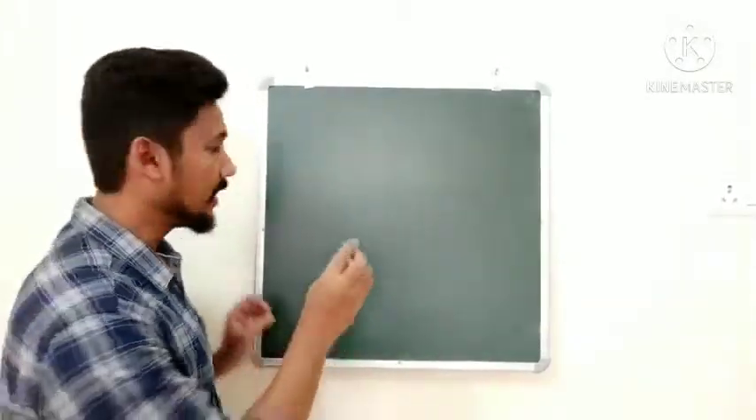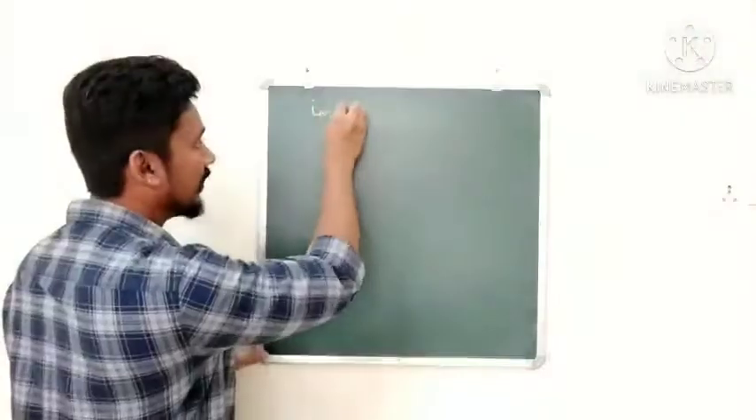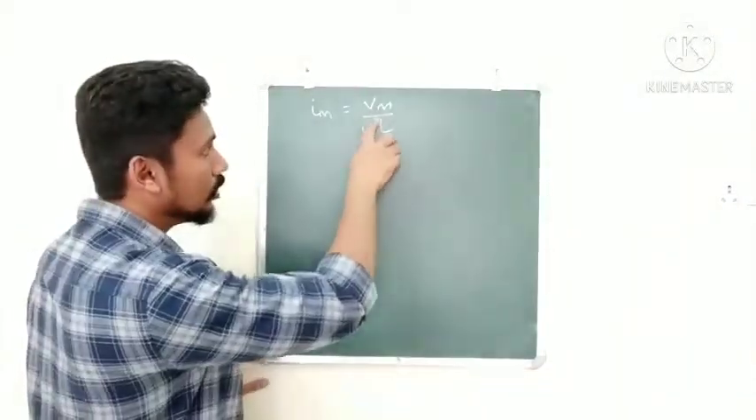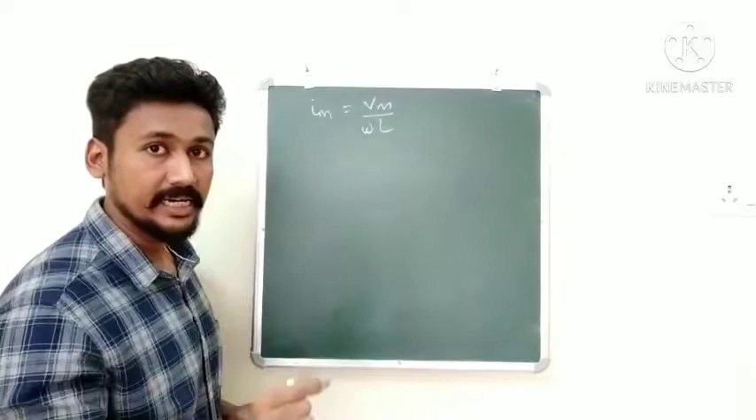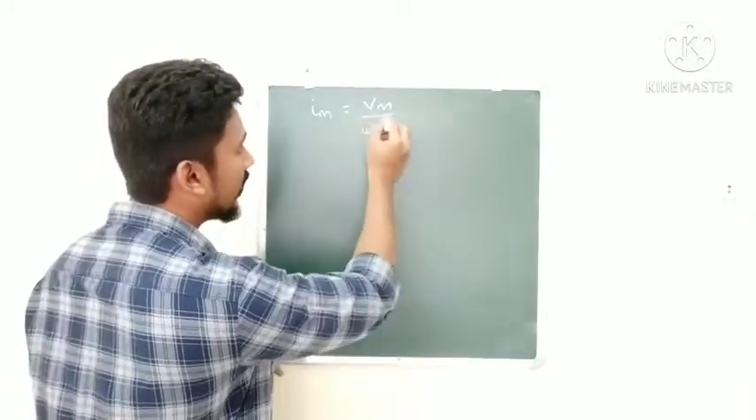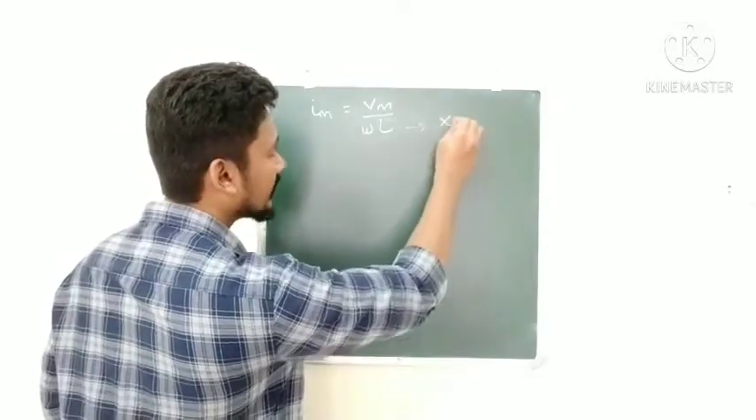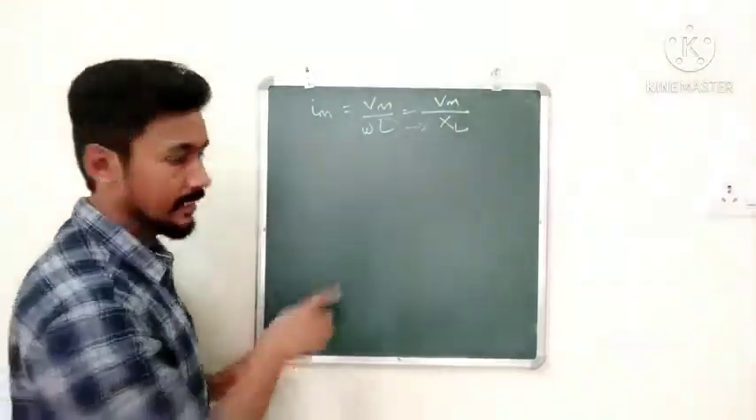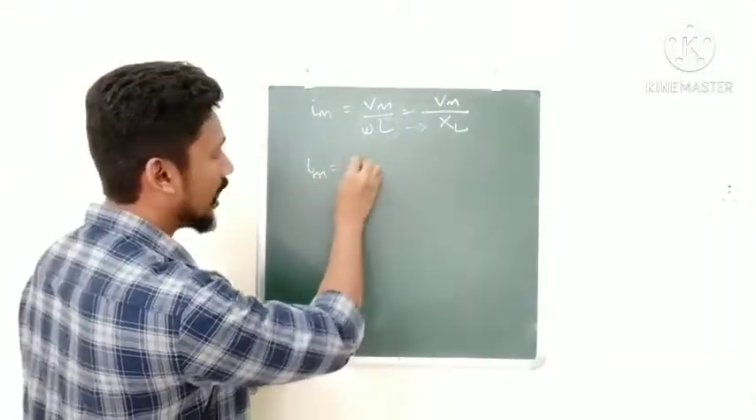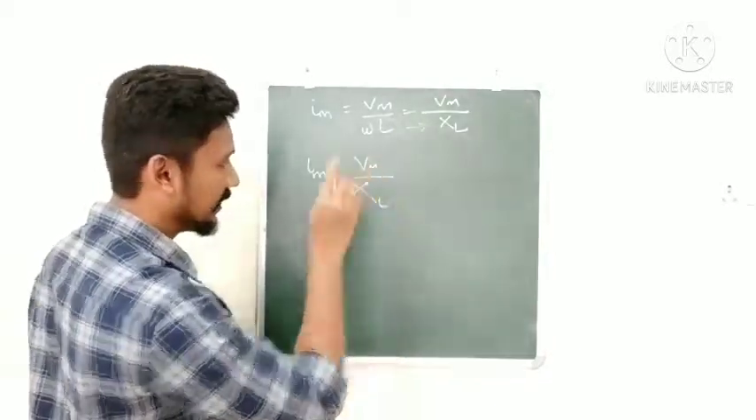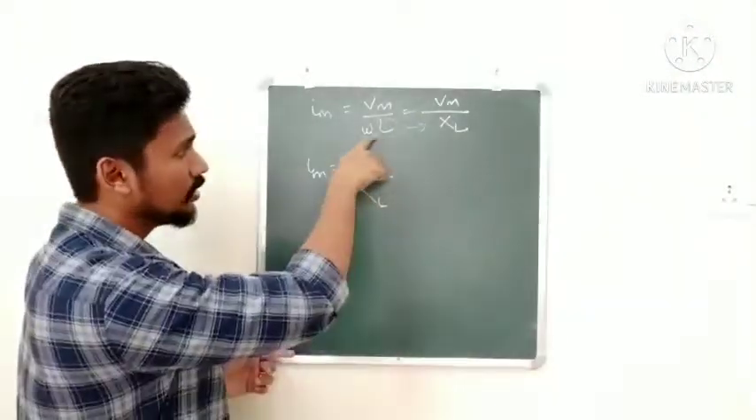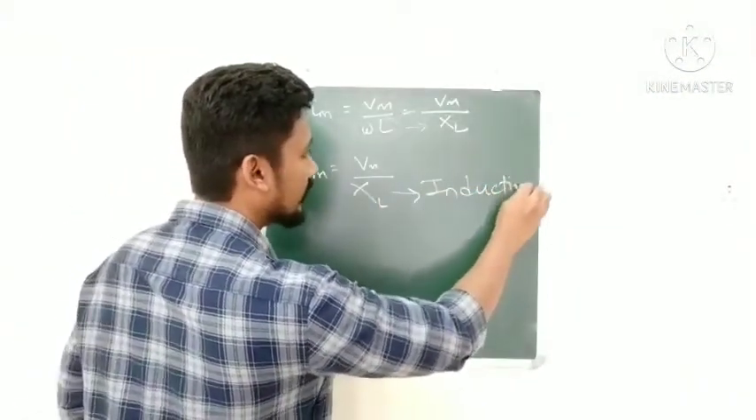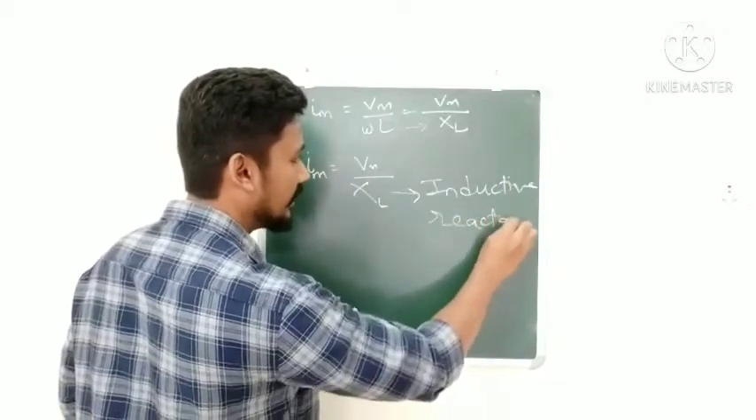So for an inductive circuit, we get the peak current as Vm upon omega L, right? We are going to use a new quantity that is called inductive reactance. Okay, so this omega L we will write as XL. So therefore we will get Im is equal to Vm upon XL. Let me write it here so it is more clear. So Im we write as Vm upon XL. What is XL? XL is equal to omega L, and this XL is known as inductive reactance.